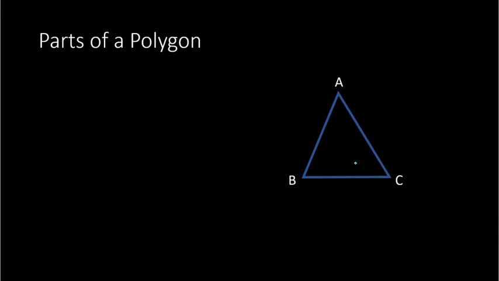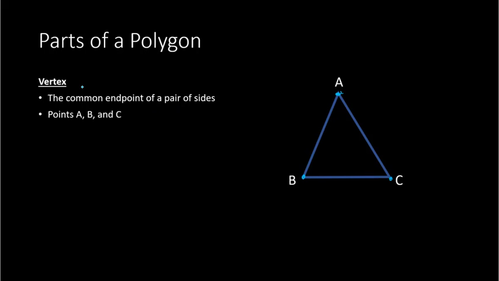Now with a polygon, we have different parts. We have what's called the vertex, or the different points, and these are the common endpoints. Like point A right here, point B right here, and point C right here, those would all be a vertex. And by the way, vertex is singular, so one vertex, and if you have more than one vertex, the word is vertices, V-E-R-T-I-C-E-S. So A, B, and C are all vertices.